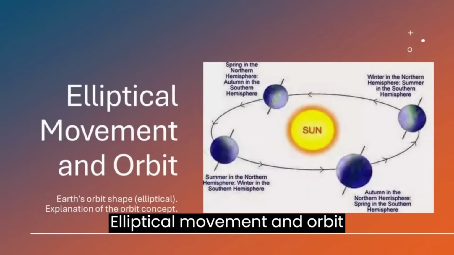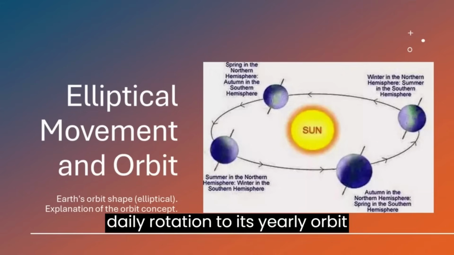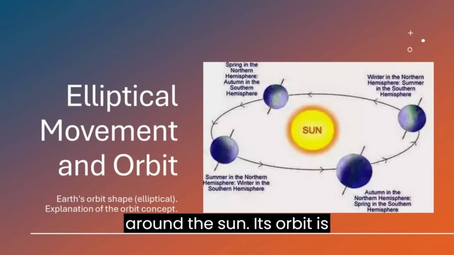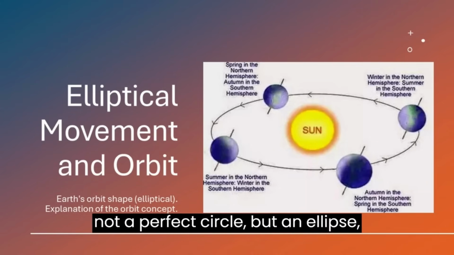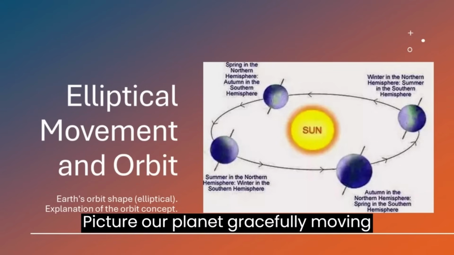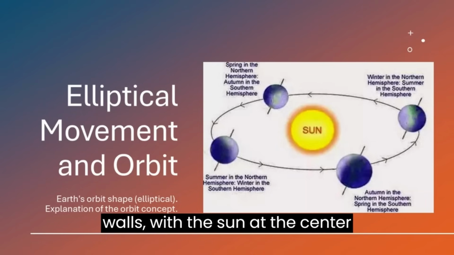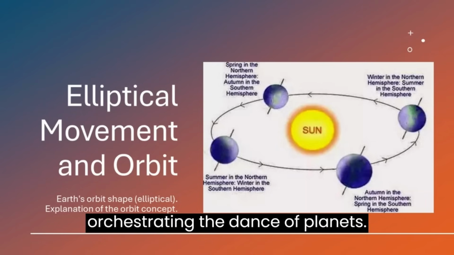Elliptical movement and orbit. Our journey now takes us beyond Earth's daily rotation to its yearly orbit around the Sun. Earth's orbit is not a perfect circle but an ellipse, a slightly elongated path. Picture our planet gracefully moving around the Sun, akin to a celestial waltz, with the Sun at the center orchestrating the dance of planets.